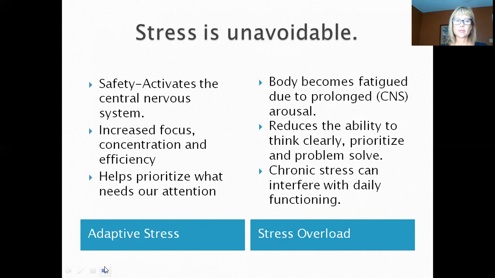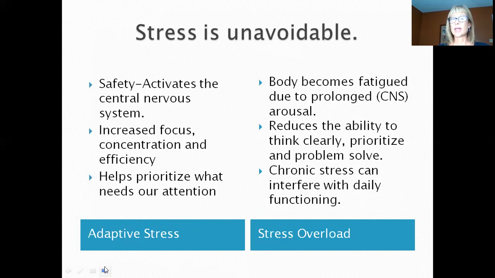So with adaptive stress, our central nervous system is activated and put on alert. You might experience your heart rate increases, your breathing increases, you're focused, you're ready to go, you have more concentration, and you really focus on what you need to do in order to stay safe or respond to whatever that threat is in your environment.